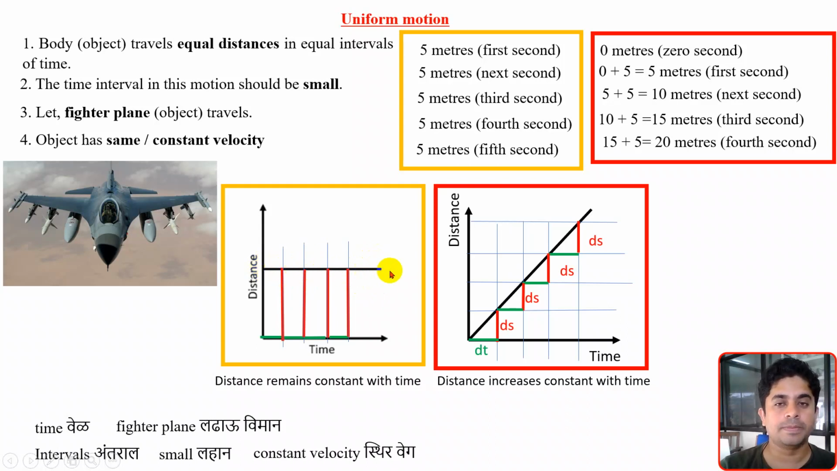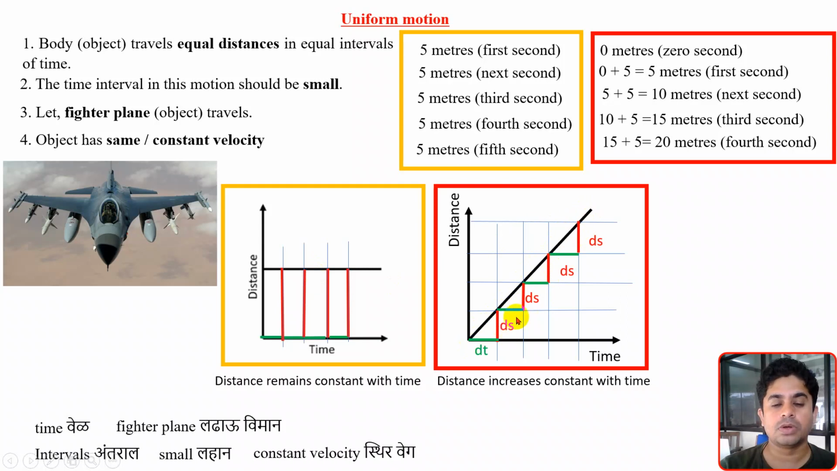Distance remains the same. Somewhere here, the first second distance traveled is 5 meters, second second 5 meters, third second 5 meters, fourth second 5 meters, fifth second 5 meters. So this distance is constant throughout the journey; even though time is progressing, the distance traveled by the object is constant. So this kind of motion we will also say is uniform motion. In this case, we have said that velocity is constant.